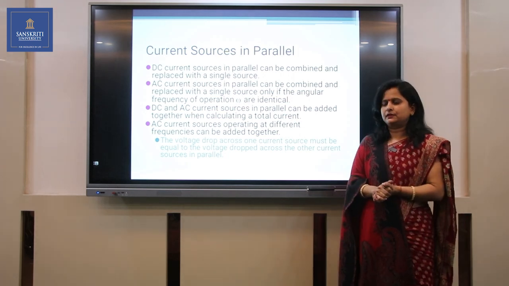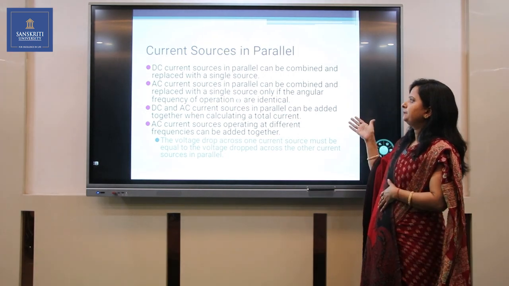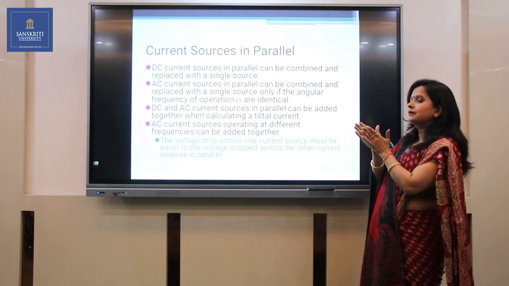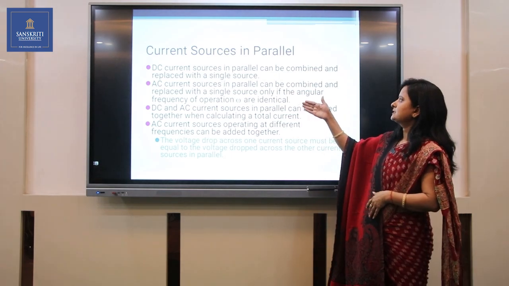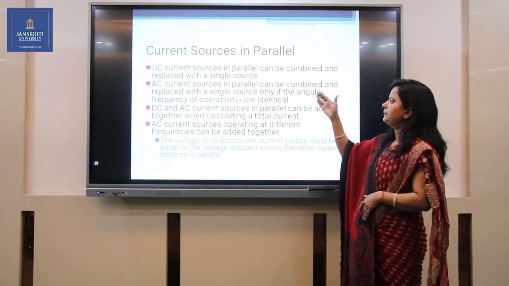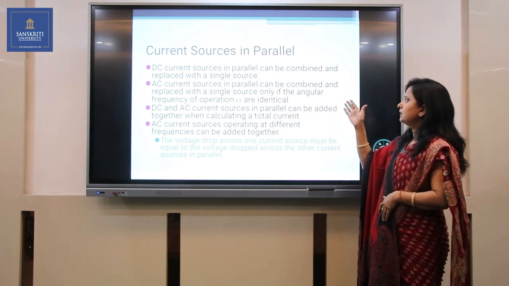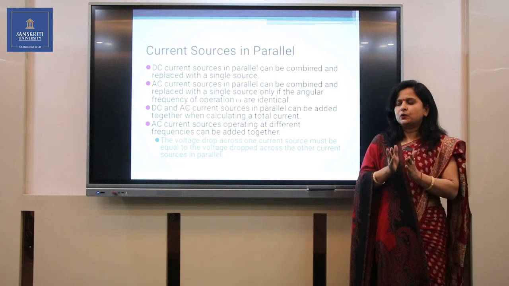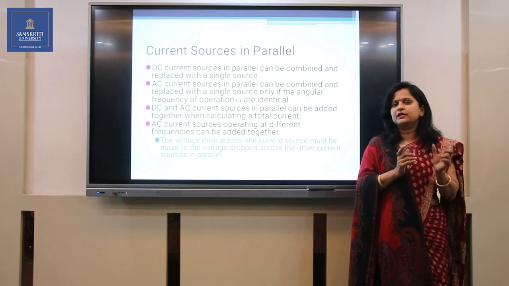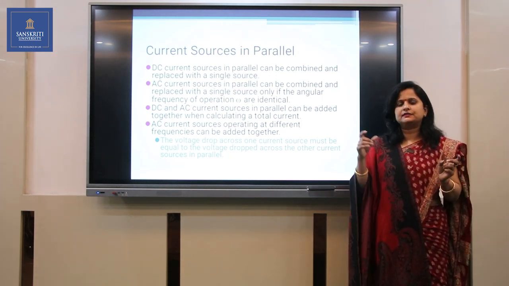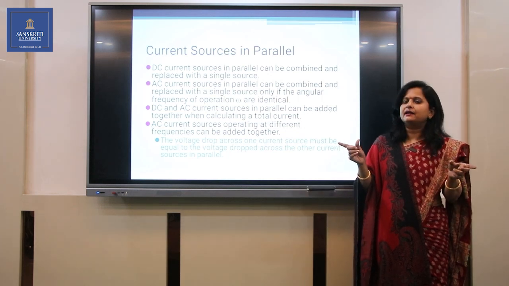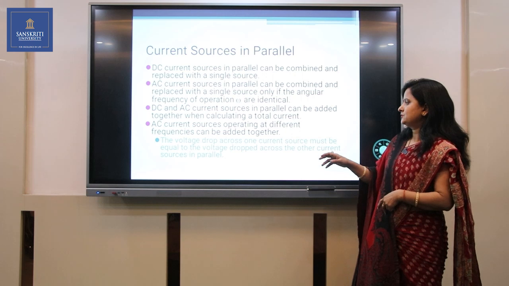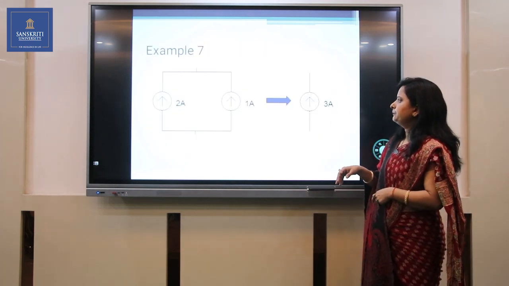Similarly, current sources. If the current sources are connected in parallel, they can be represented by a single current source. An AC source in parallel can be combined and replaced with a single source only if they are having the same angular frequency. So again and again I am telling you that whether it is a voltage source or a current source, they can be added if and only if they are having the same angular frequency, right? So let us take an example.